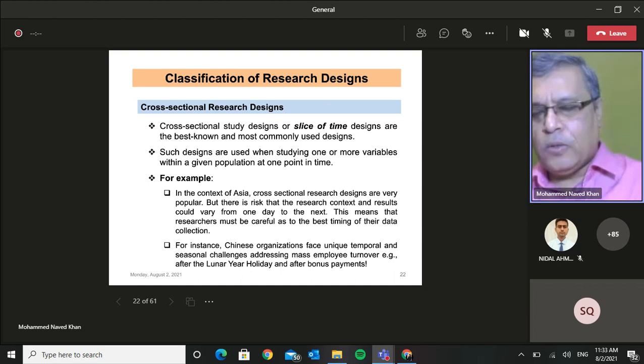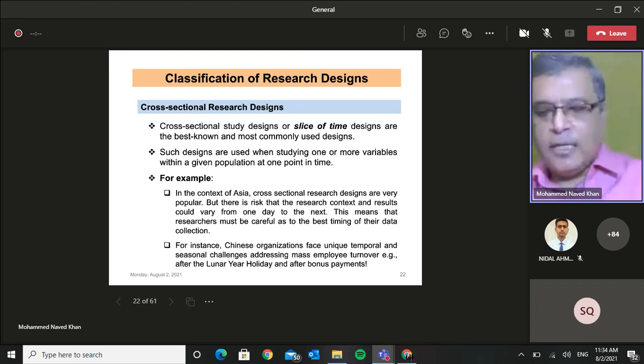It helps us keep track of in which direction things were happening, or what was happening, and if we are taking a video of an individual, what kind of activities that person was involved in, and so on. So cross-sectional designs, remember that such designs are used when we are studying one or more variables within a given population at one point in time.